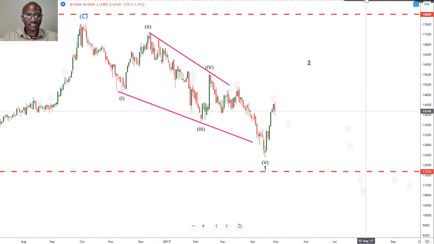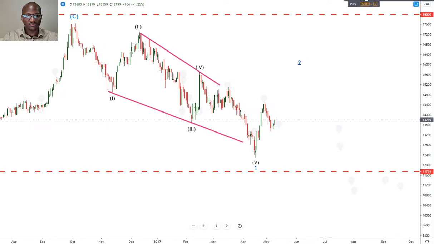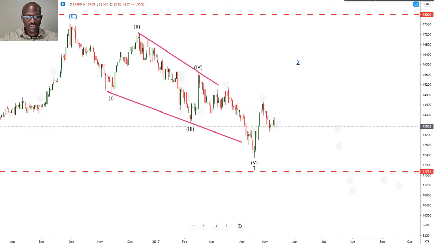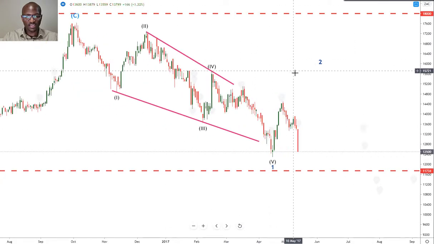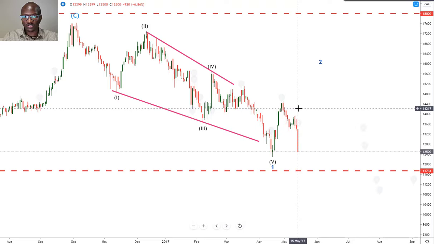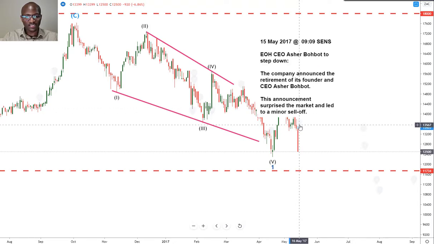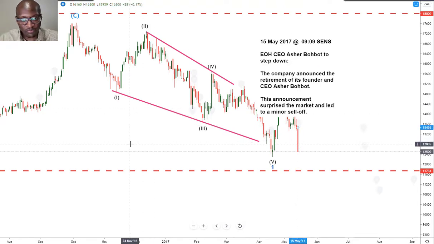What happens after that? The market starts moving down. On this day, the market had a bit of a crash, and what was behind this crash? The market was down just under 7%. 15th of May 2017, "EOH CEO Asha Bohbot to step down" was the headline. The company announced the retirement of its founder and CEO Asha Bohbot. This announcement surprised the market and led to a minor sell-off.